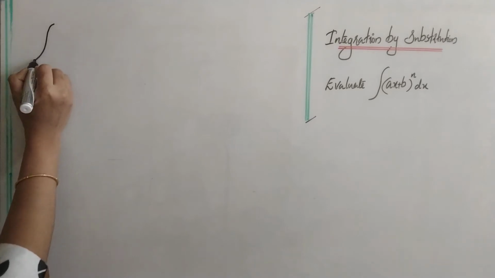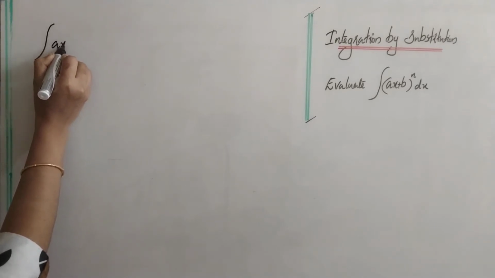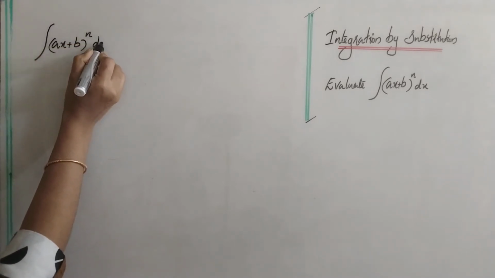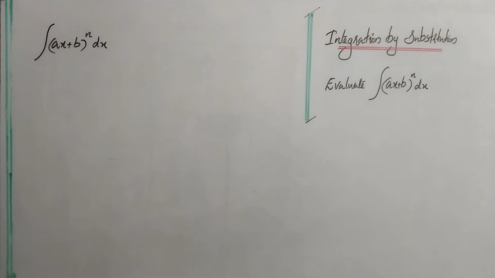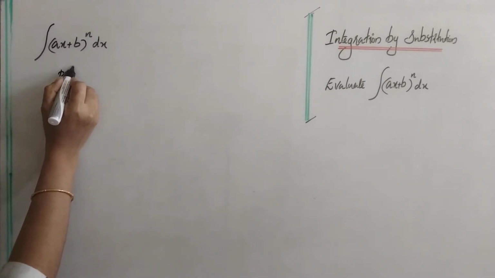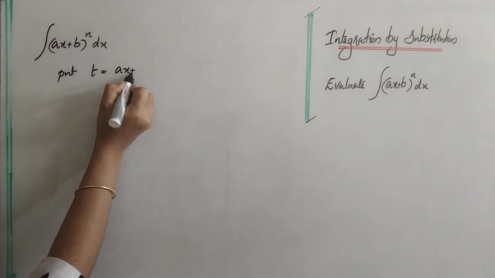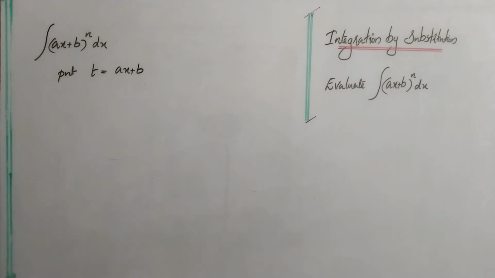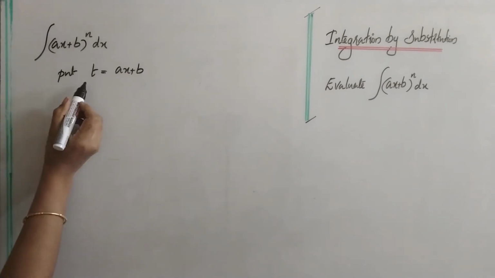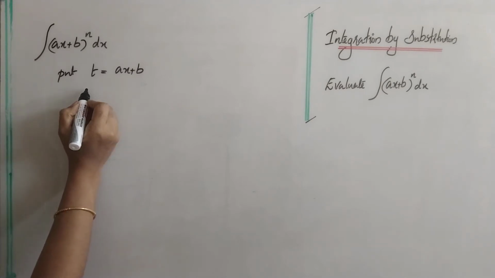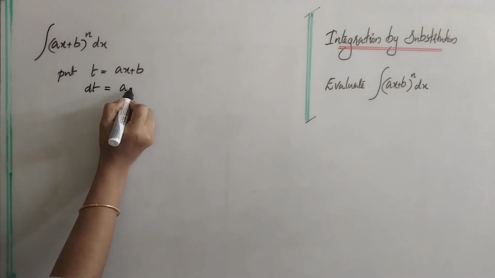Integral of (ax plus b) the whole raised to n into dx. Here, put some variable t equal to ax plus b. Now differentiate on both sides, then we get dt is equal to a dx.